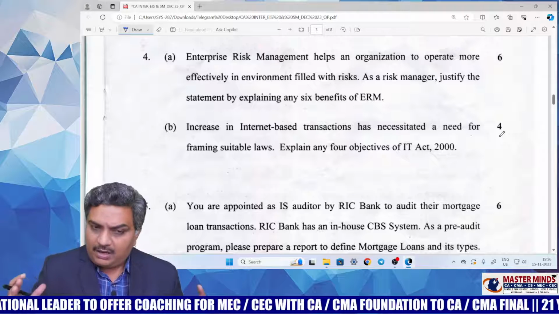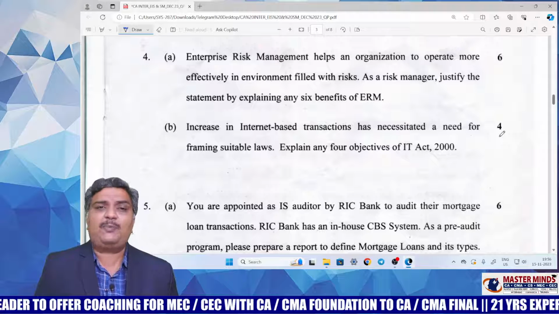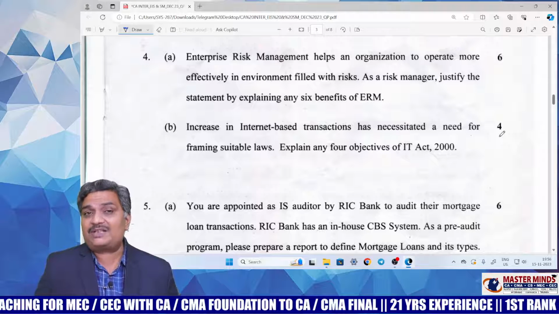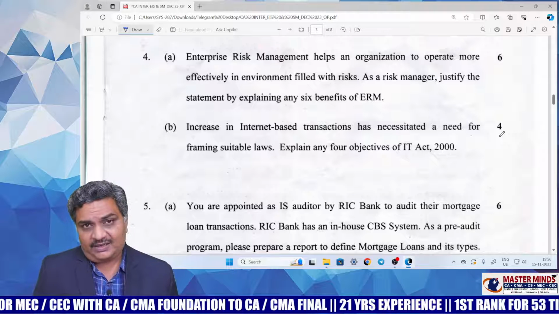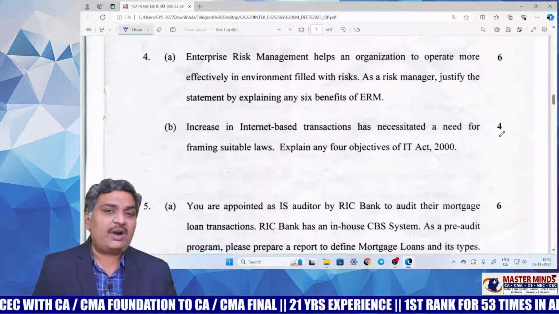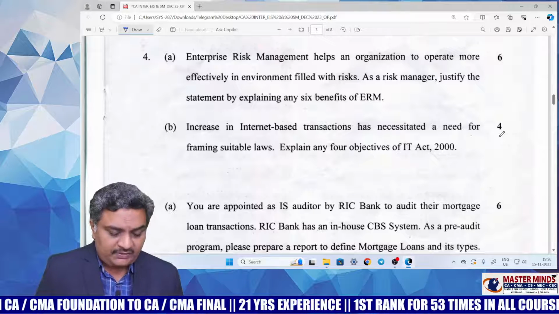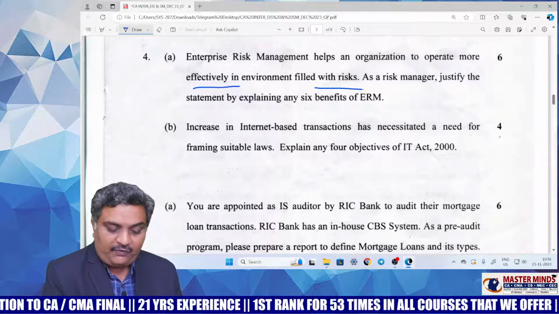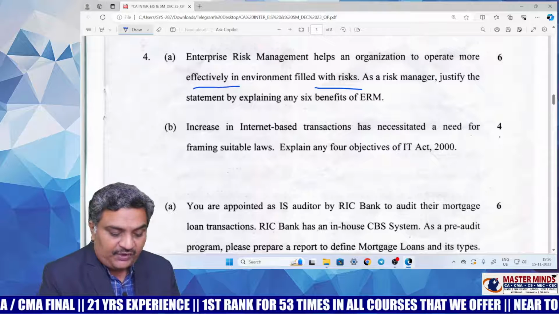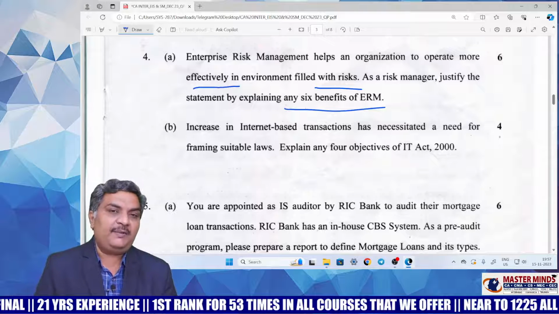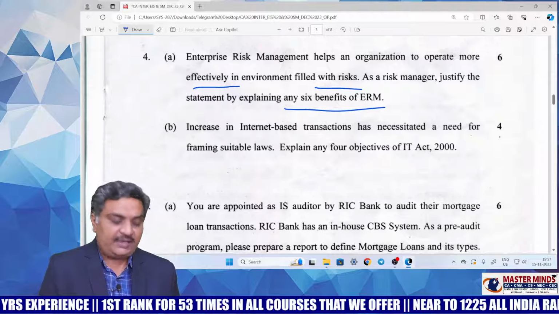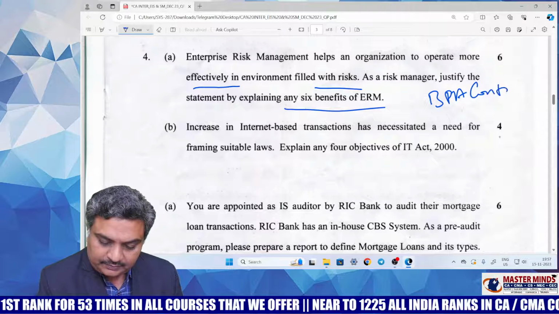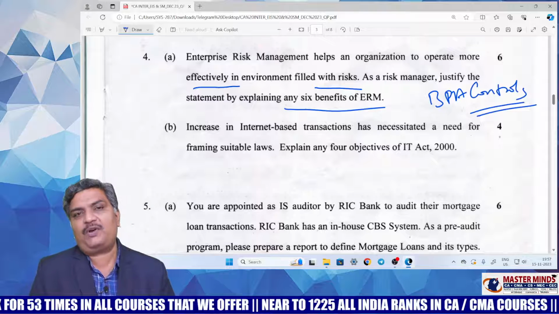When an enterprise has a very good enterprise risk management strategy, the enterprise can assess the risk, can analyze the risk, and can make strategies to mitigate the risks. So that is the advantage of having an ERM strategy for an organization. So what is the question? Enterprise risk management helps an organization to operate more effectively in an environment filled with risks. As a risk manager, justify the statement explaining any 6 benefits of ERM. Straightforward question, and this question is from BPA controls in our Masterminds material. Very easy question, very straightforward question.